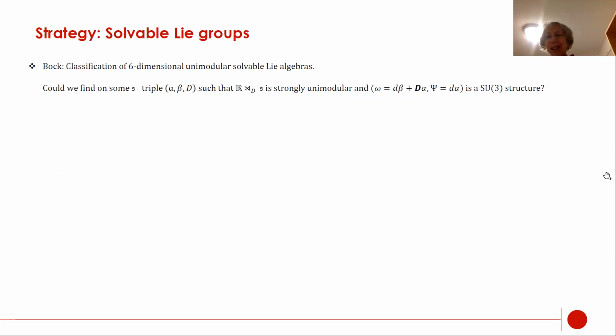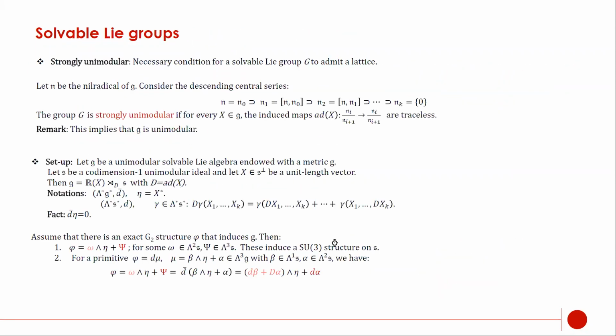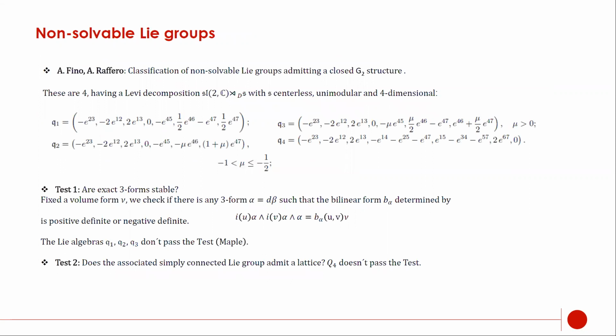Are there other questions? Hi. I was wondering, in the non-solvable case, what technique did you use to rule out the Q4 Lie algebra? How do you show that it doesn't have any lattice?